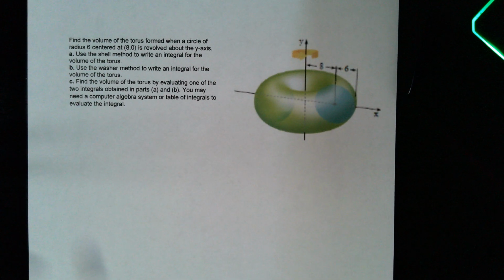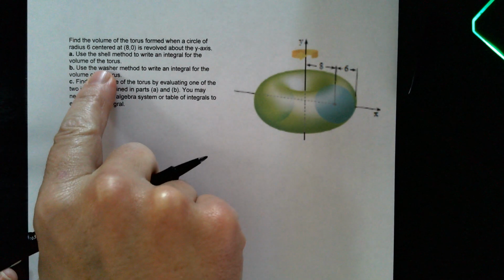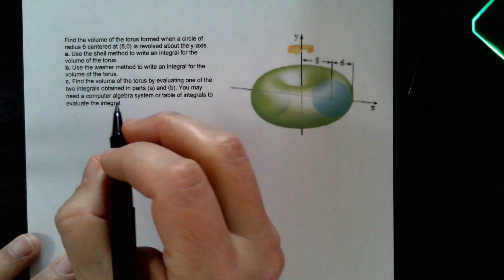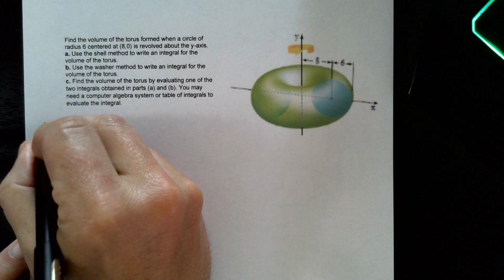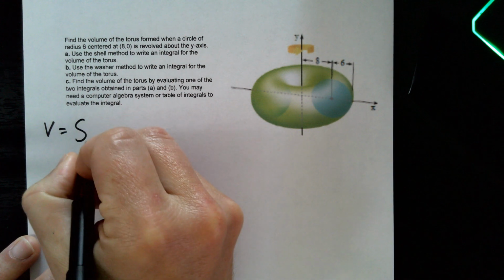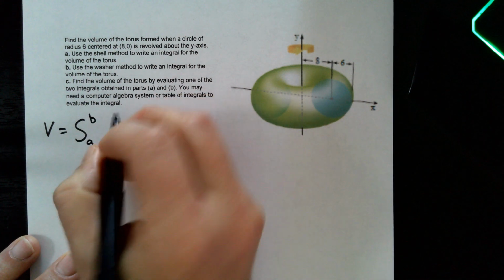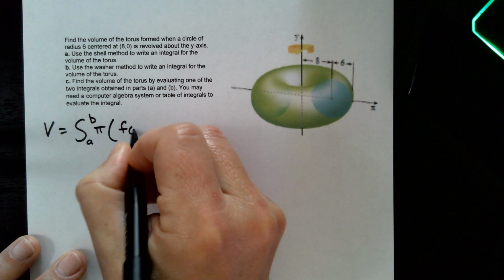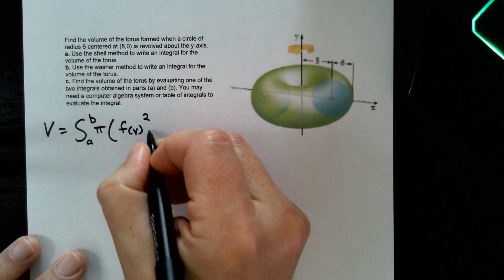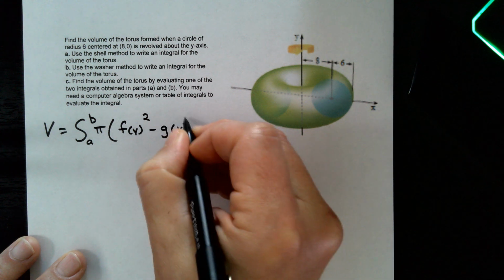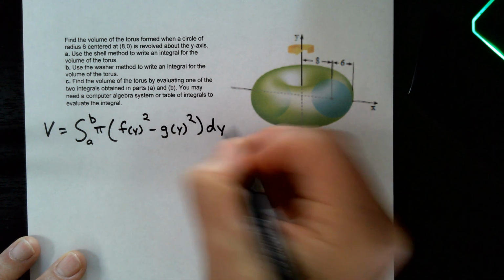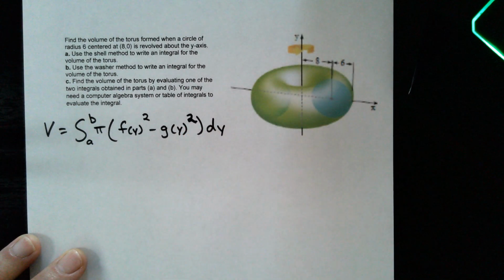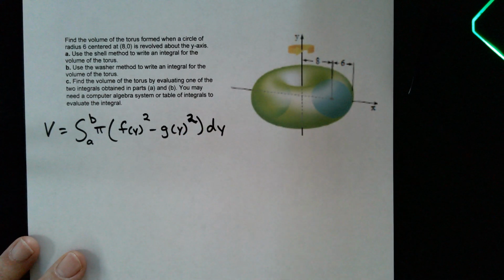Okay, let's do the problem again, this time using the washer method. For that, we're going to be integrating with respect to y. So V is equal to the integral from a to b of pi times (f of y) squared minus (g of y) squared dy. This is the formula we'll be using.